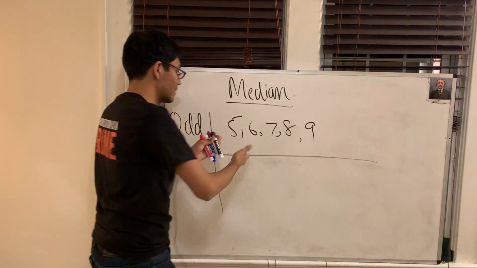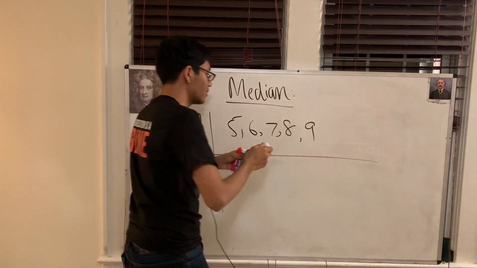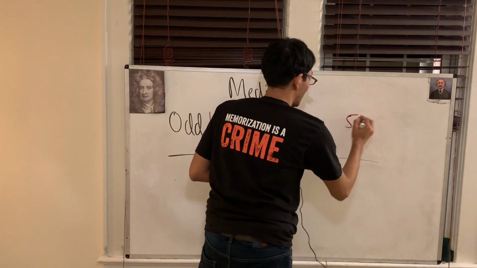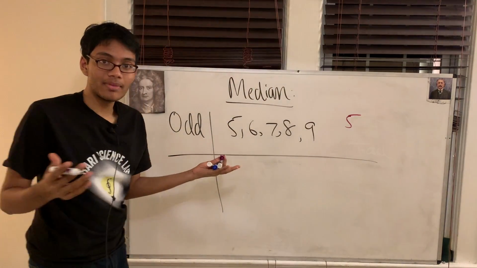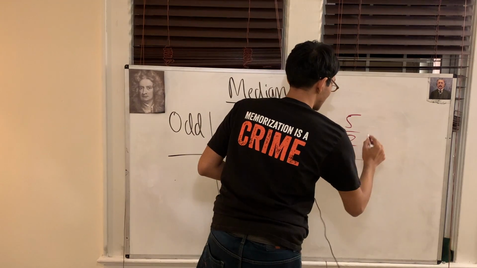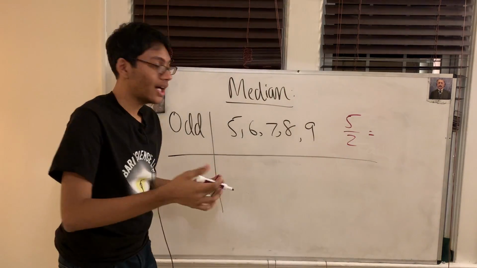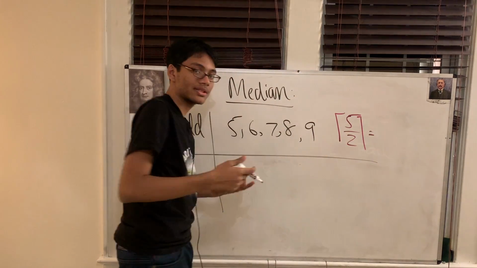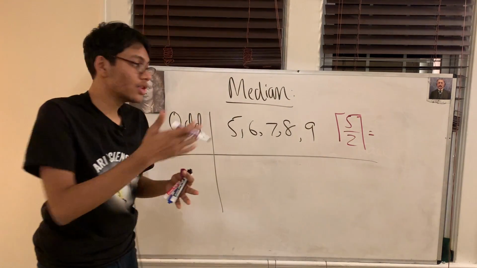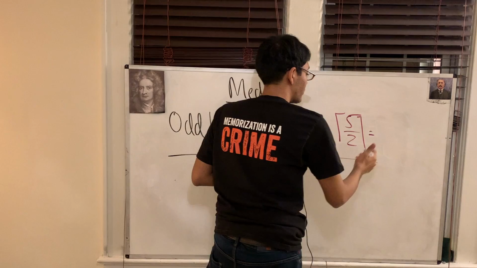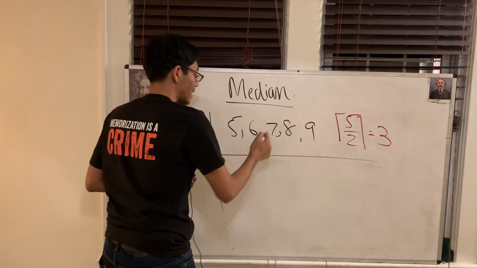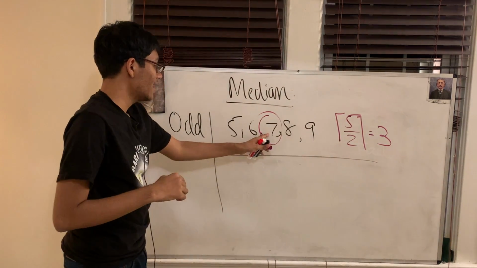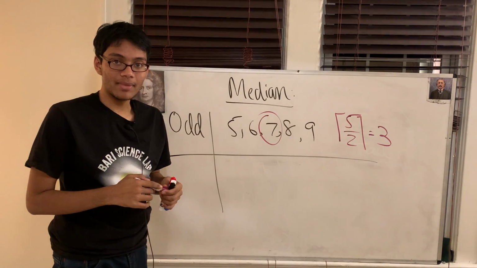Well, I just take the number of values in my data set, and what's that going to be? Well, it's going to be 5, and I'm going to divide it by 2. And what's that going to give me? That's going to be 2.5, but I'm going to take the ceiling of that number. The ceiling is just the smallest integer greater than or equal to this number, and that's going to be 3. And of course, look at the third value, and this right here is indeed my median.